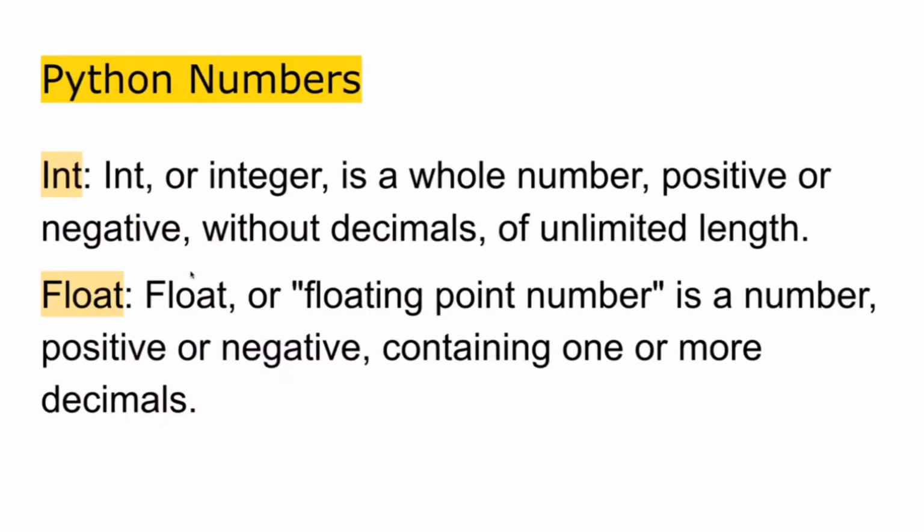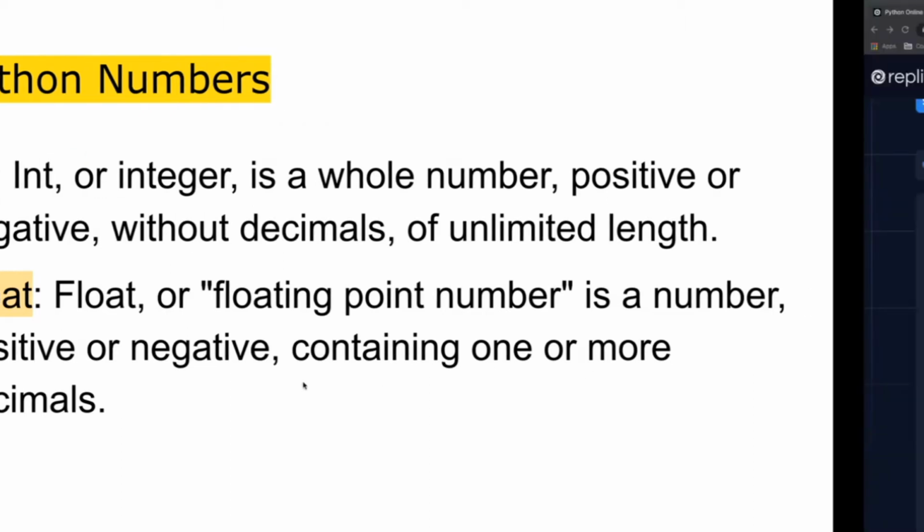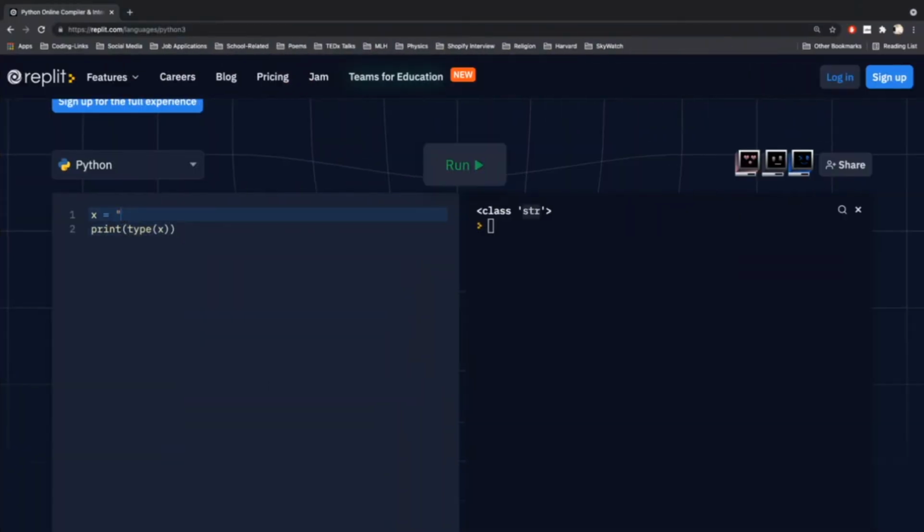Python numbers. Like I said, int or integer is a whole number, positive or negative, without decimals, of unlimited length. Float, or floating point number, is a number, positive or negative, containing one or more decimals. So let's try that. Let's do 10.0. That'd be a float because now it's a decimal.